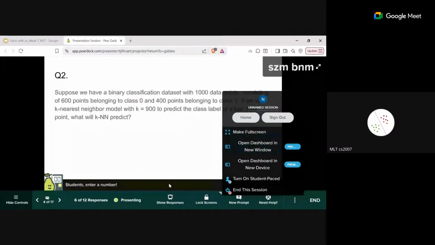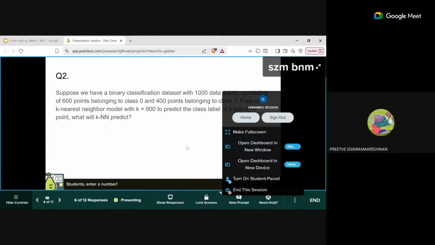Is it clear to everyone why 0 is correct? Ma'am, can you please quickly explain? I didn't understand, why? Please explain, ma'am. Okay.